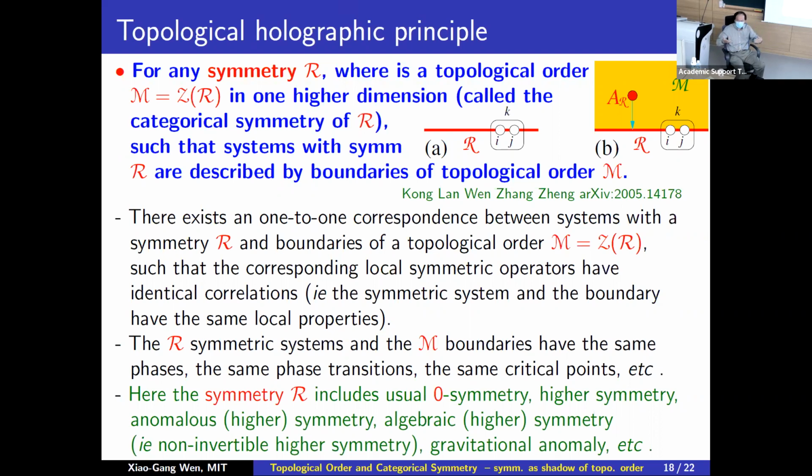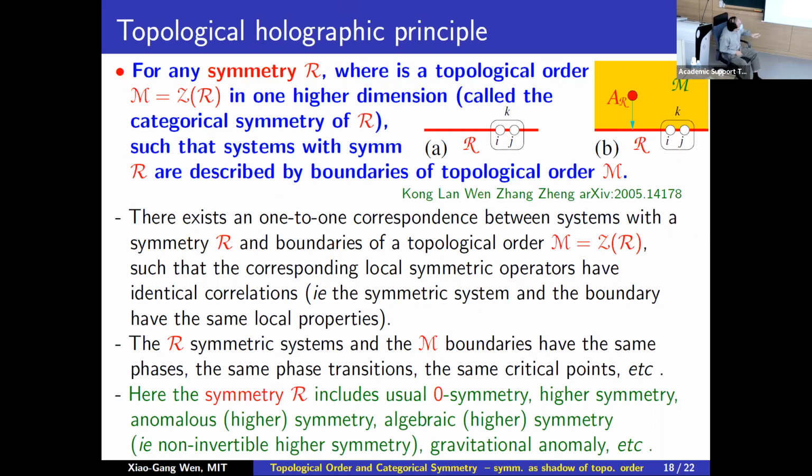So what does that really mean? What's the physical meaning of this statement? The physical meaning is really this: for any symmetry, there's a topological order in one higher dimension, such that the system with the symmetry is described by the boundary of the topological order. The symmetry puts a constraint on the behavior of a system. The topological order in the bulk also puts a constraint on the dynamic behavior of the boundary. We claim these two constraints are the same. So we can replace the symmetry effect by the topological order effect.